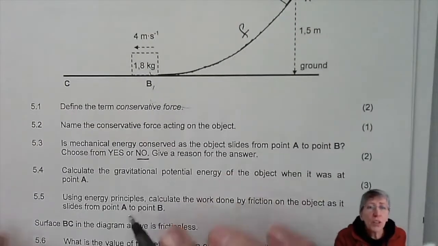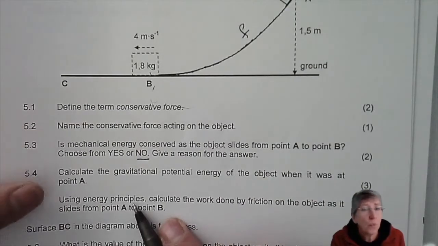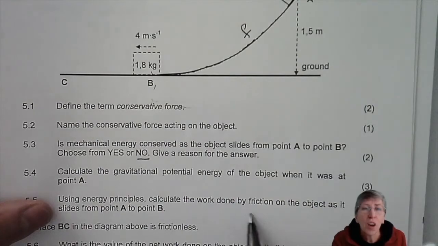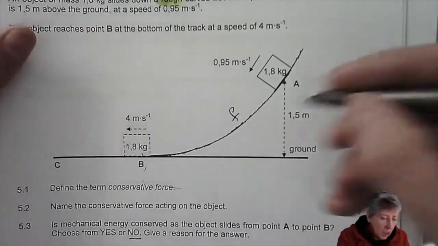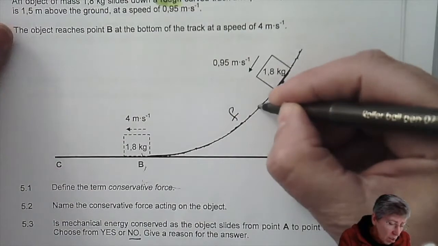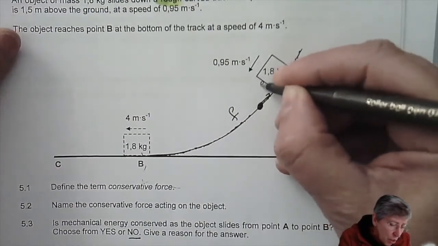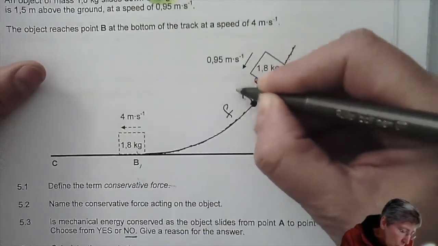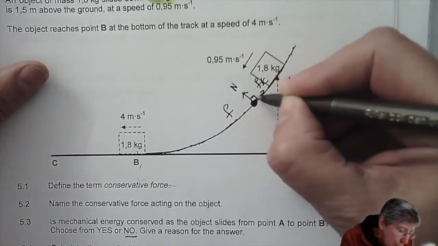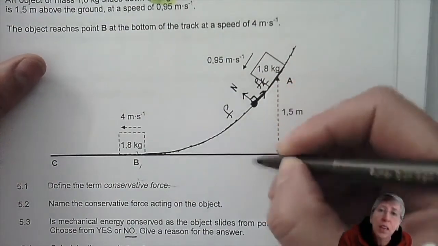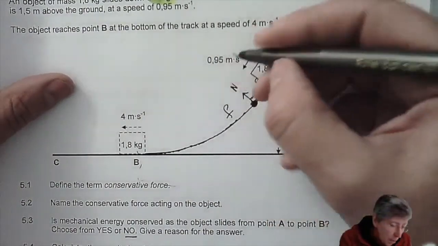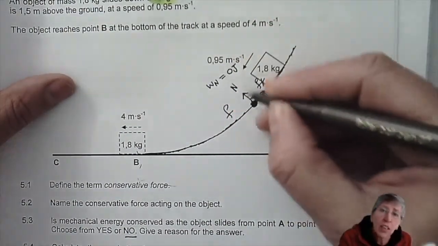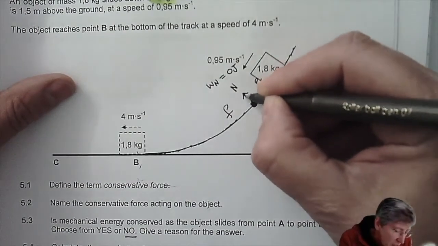Right, moving on. Use energy principles. What does that tell you? No equations of motion, right? To calculate the work done by friction on the object as it slides down. Now, let's quickly think about all the forces acting on this object. So you've got your frictional force working backward. You've got your normal force, and what do you know about normal force? That's always perpendicular to the surface and therefore perpendicular to the movement. So the work done by that normal force will always be 0 joule, right? It's always perpendicular. It's always got a 90-degree angle.